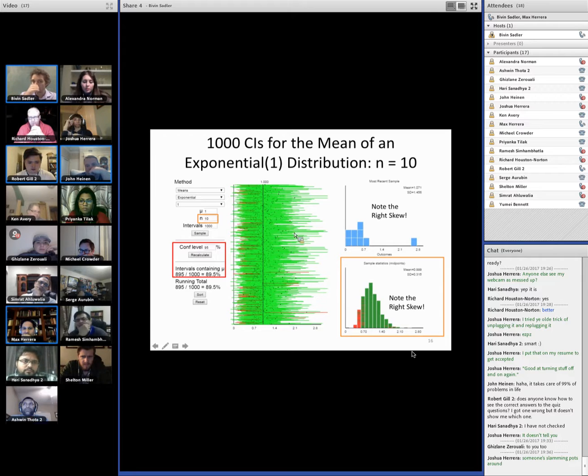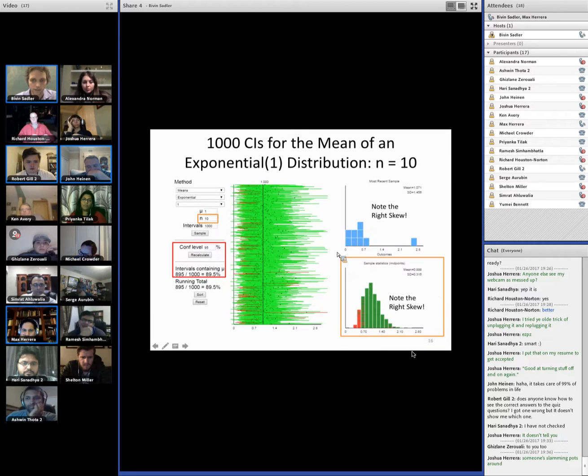And when the sample size isn't big enough, we get these confidence intervals that miss the true mean. It'll hardly ever miss it low. It'll mostly miss it high. Notice all the red ones are mostly on this side, and notice there's a couple that are on this side. And you can see that down here too.